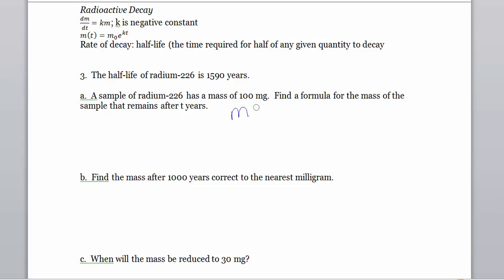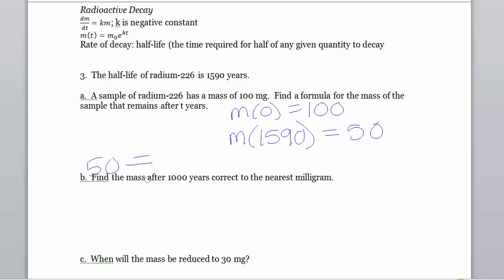Okay, so if M of 0 is 100, starting with 100, and then it says it takes 1,590 years to be cut in half. So 1,590 years later, I would have 50 milligrams. Okay, so there's your 2 points. You're doing the exact same thing. Plug it into the equation. So I'd have 50 equals 100, how many I start with, times e to the k times time, which is 1,590. That's going to give me my k value.